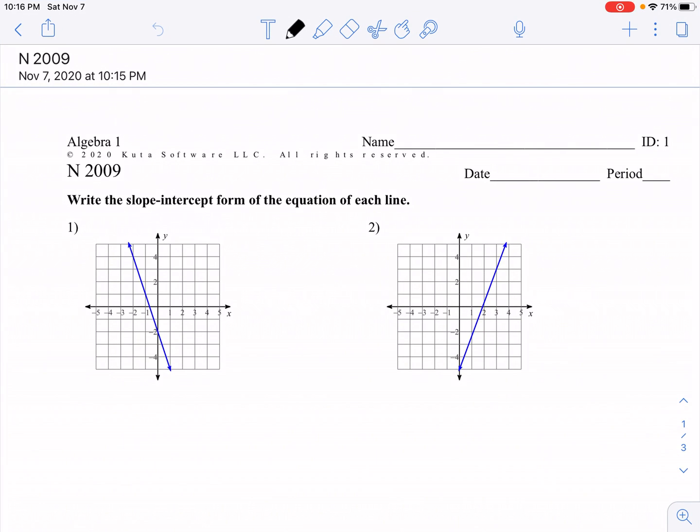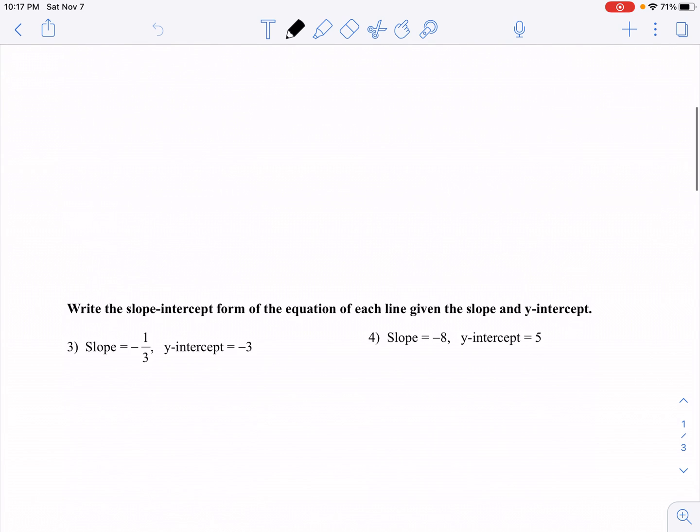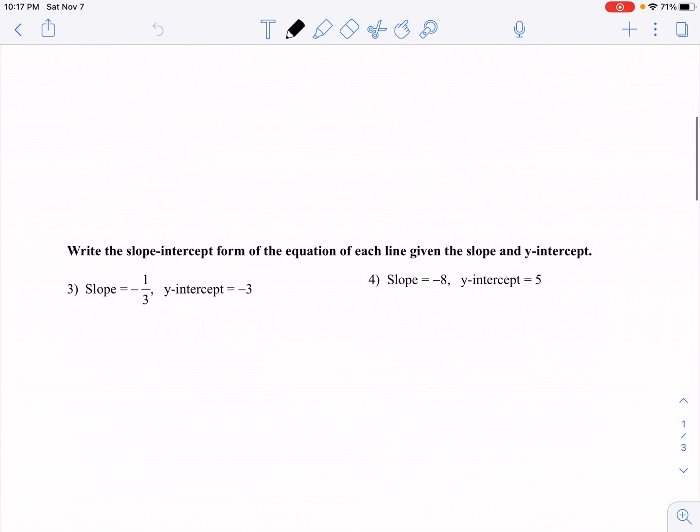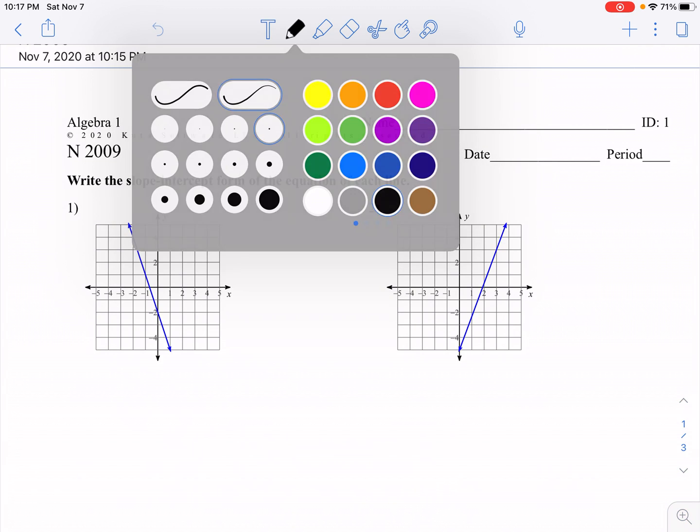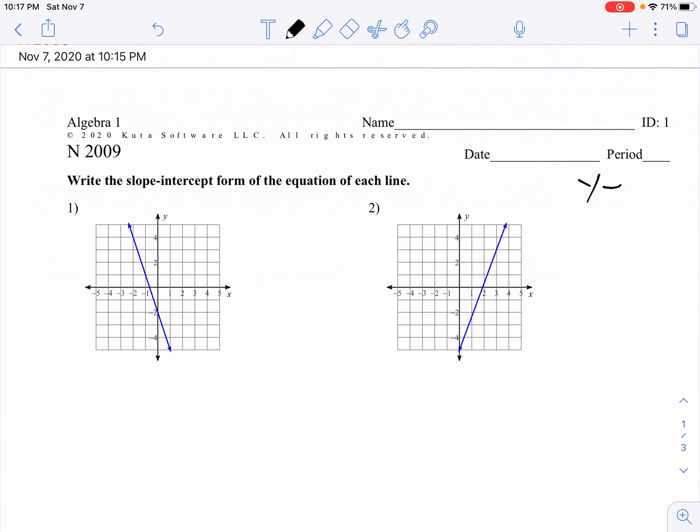Okay, so what we're going to be looking at here is being able to write the equation in slope-intercept form. It's kind of working backwards from what we did before, where we had the equation y equals mx plus b, or we had some equation, we rearranged it into y equals mx plus b, and then we made our graph. So we're going to look at how to write it, whether we're given a graph or whether we're given the slope and the y-intercept. So the goal here is I want to be able to write the equation y equals mx plus b.